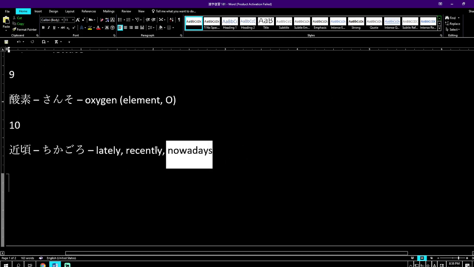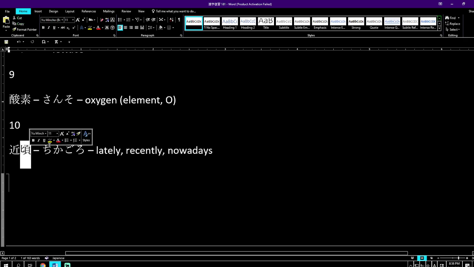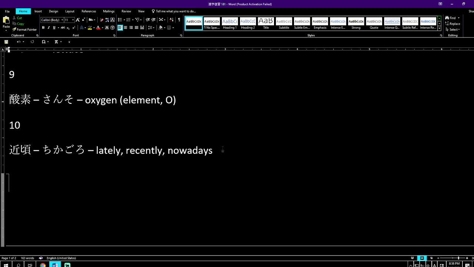Number 10 is chikagoro. Lately, recently, or nowadays. Goro is a time, a period of time. And chika is near. So the nearby time period is lately, recently, or nowadays. Chikagoro desu. Chikagoro is the nearby time period, or recently and nowadays.